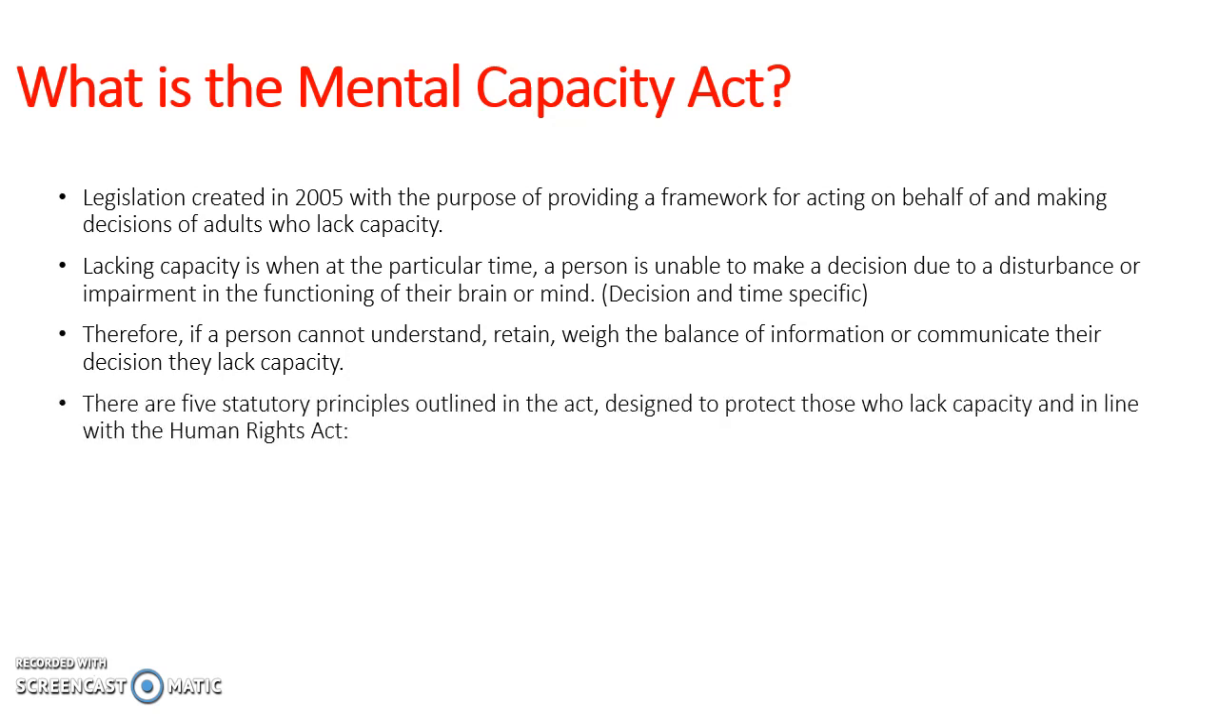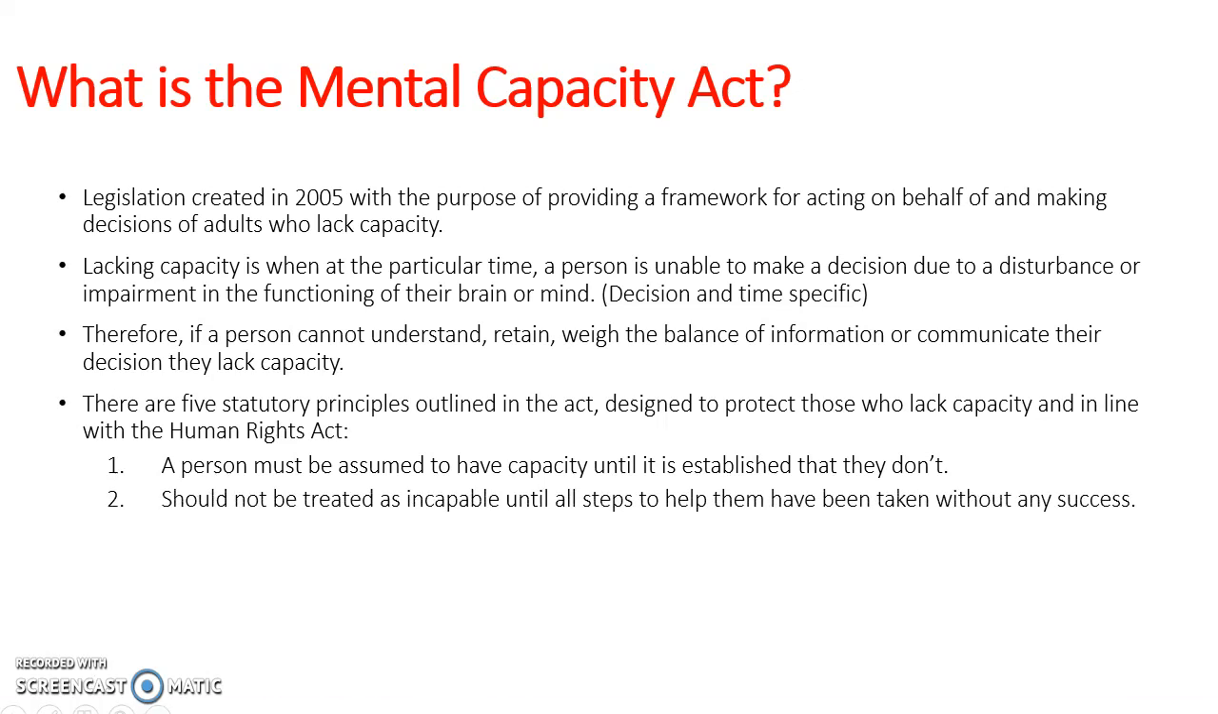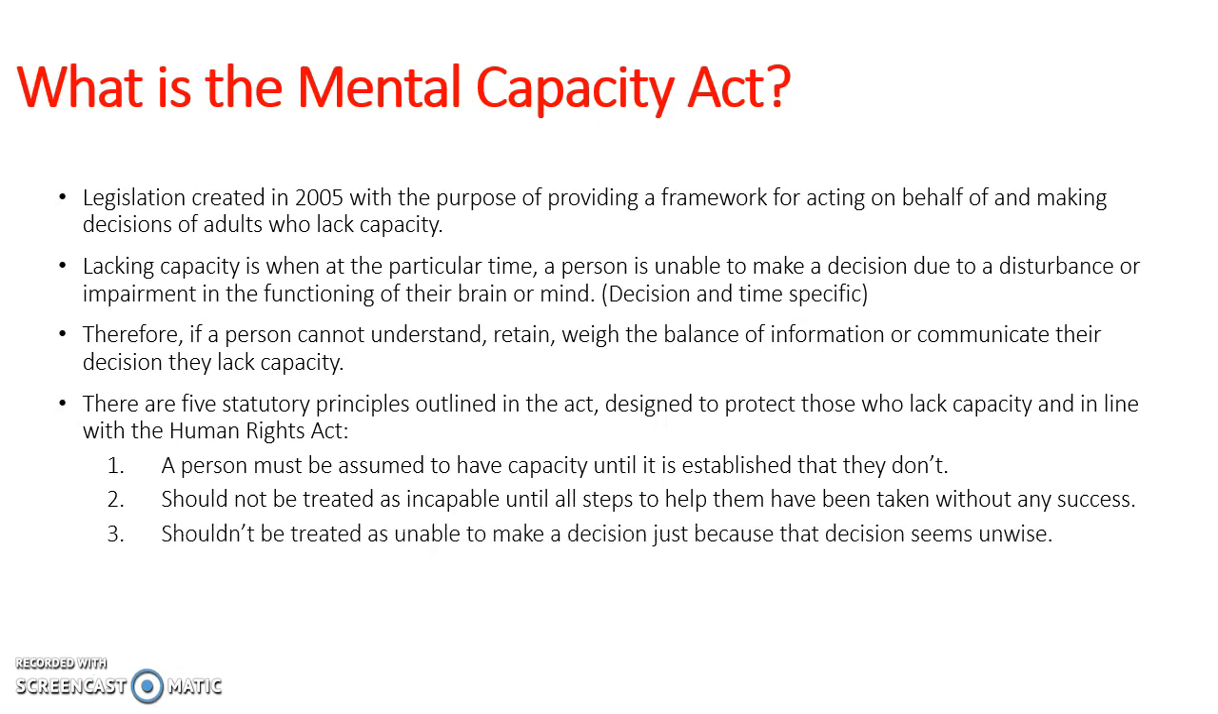Within the Mental Capacity Act there are 5 statutory principles outlined, and these principles protect those who lack capacity and are fully in line with the Human Rights Act. These principles are: a person must be assumed to have capacity until it's established that they don't. Number 2, should not be treated as incapable until all steps to help them have been taken without success. Number 3, they shouldn't be treated as unable to make a decision just because that decision seems unwise. Just because we disagree with somebody's decision does not mean that they don't have capacity.